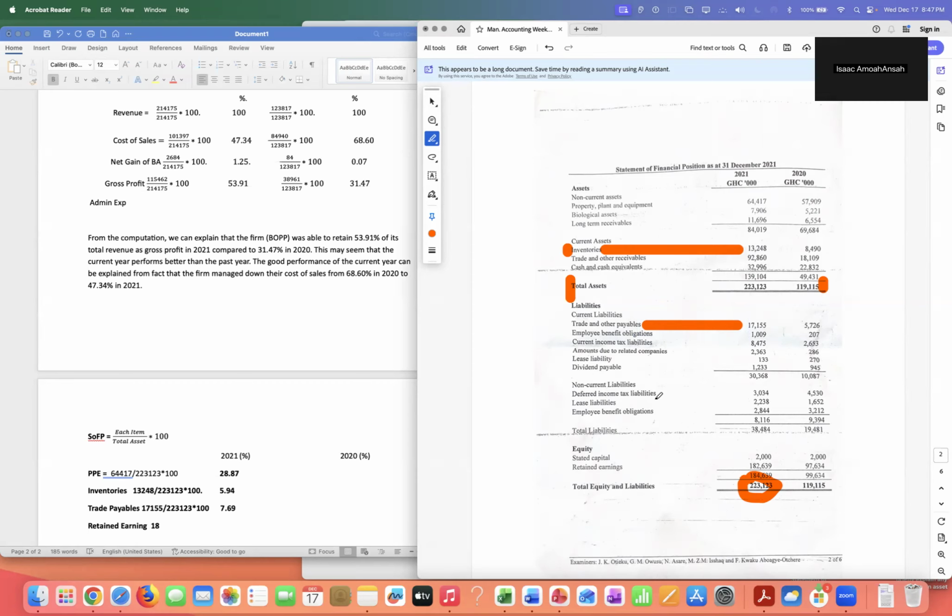Unless maybe you want to know the contribution of your trade and other payables to your total liabilities. But I explained that from the statement of financial position, you want to know the contribution of each and every item that forms part of your total assets. It's the assets that the business is running with. That's why we need to know, right?